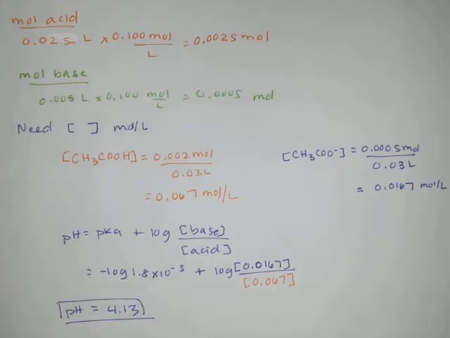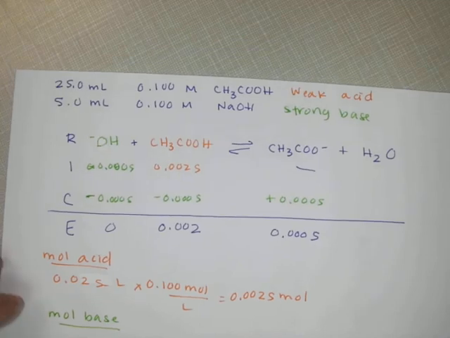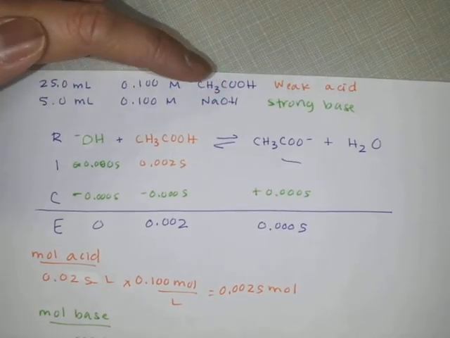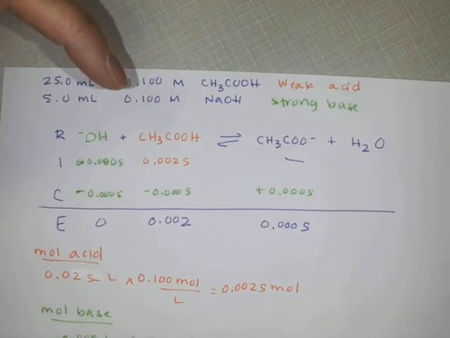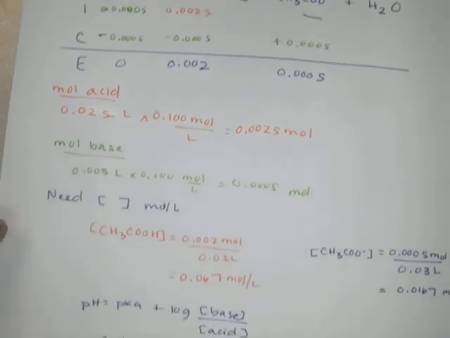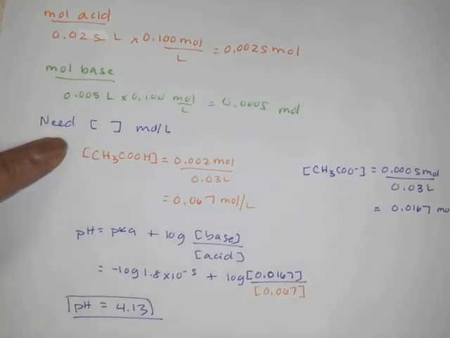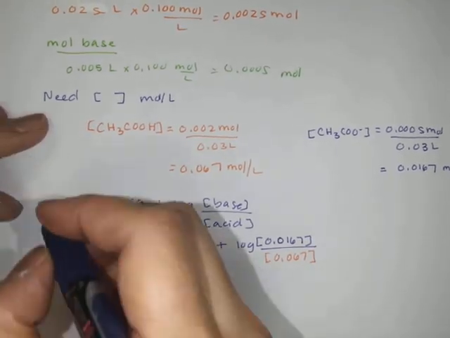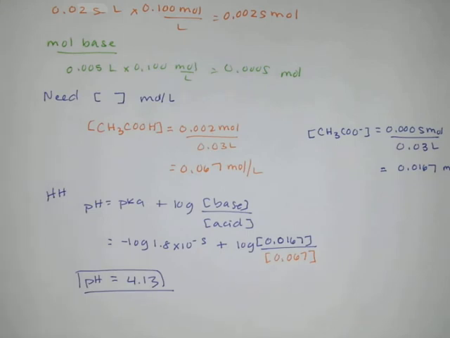Okay, so hopefully that helped with the calculations. Really the big thing is recognizing if it's a weak acid, strong base, weak acid, weak base, strong acid, strong base, putting it into the RICE tables so that you can figure out how much of what is where, getting it into the concentration, and then using the HH equation there.